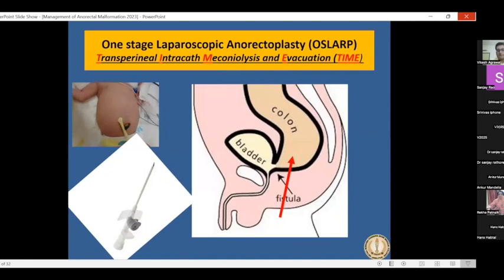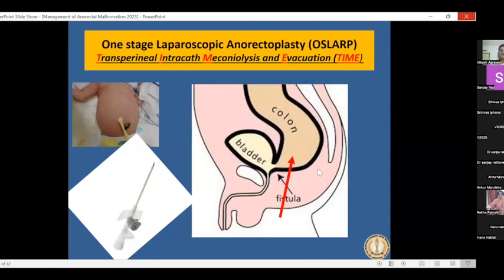But what we learned, I remember my Professor Rena, in very old days when I was an MS postgraduate, at times the patient is very sick, not having good saturation, not able to withstand surgery. So in the emergency night, he used to come and put a perineal intracath and deflate the colon. By morning, the patient used to stabilize and then we go for the colostomy. So that idea clicked in our mind, and we devised this approach called the transperineal intracath meconiolysis and evacuation technique, the TIME technique, where we put a 16 gauge cannula through the perineum into the colon.